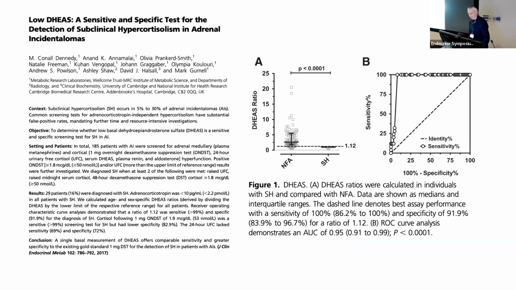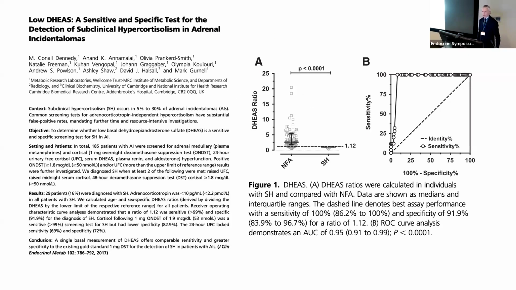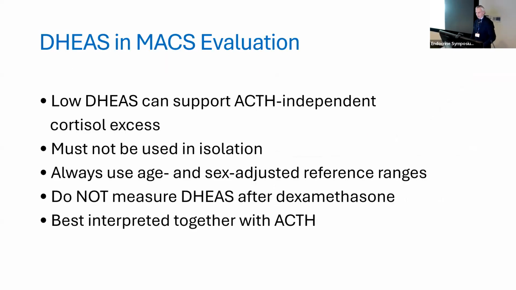To make this more specific, we can use adrenal androgens and measure DHEAS. Professor Gannell and his group in Cambridge showed in this very nice study that low DHEAS has a very high sensitivity and specificity to detect subclinical hypercortisolism. It should be used in conjunction with ACTH measurements and should not be used in isolation. Again, it must not be measured after dexamethasone because it would be suppressed.